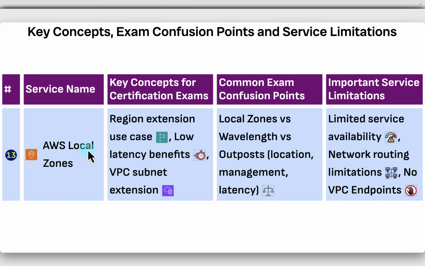Next, AWS Local Zones. Key concepts are region extension use case, low latency benefits, and VPC subnet extension. Basically, this service is offered in certain regions and certain zones, where you can extend, and that will be very near to your on-prem. Common exam confusion points are Local Zones versus Wavelength, which is 5G, versus Outposts, which is directly on your location, and management and latency.